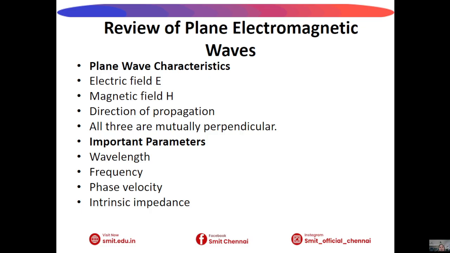Next, we see the review of plane electromagnetic waves. Before studying boundaries, let us briefly review plane electromagnetic waves. An electromagnetic wave consists of an electric field and a magnetic field that are mutually perpendicular to each other. Both fields are also perpendicular to the direction of wave propagation. Electromagnetic waves carry energy through space and are characterized by parameters such as wavelength, frequency, phase velocity, and intrinsic impedance. These concepts are important for understanding wave reflection and transmission.